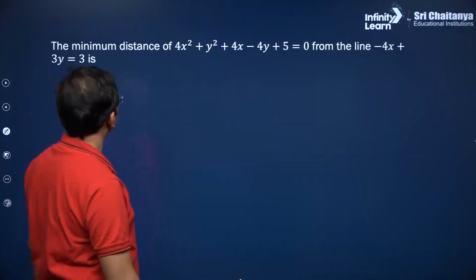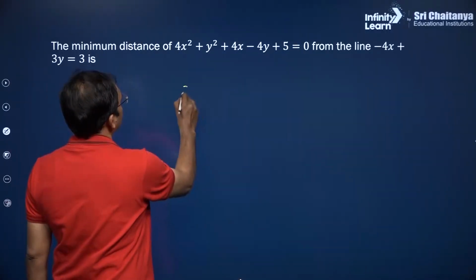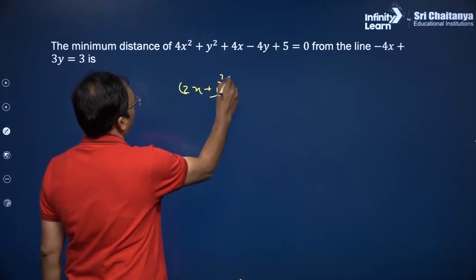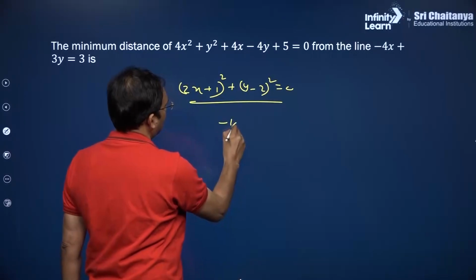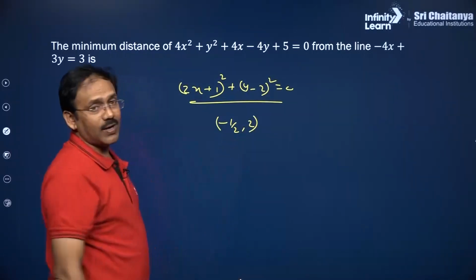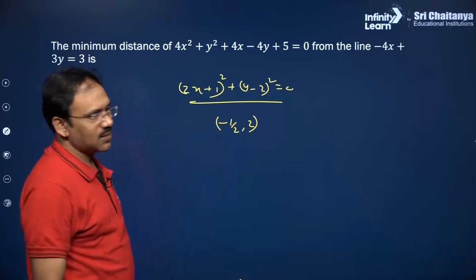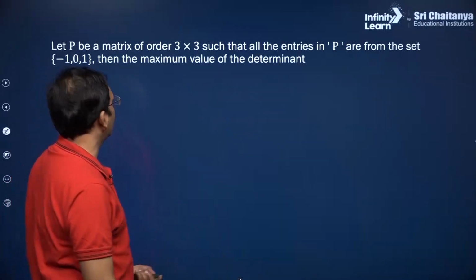5 is the answer. Next, this you can arrange like 2x plus 1 whole square plus y minus 2 whole square equal to 0. In fact, it is a point, minus 1 by 2 comma 2. Find the distance of this point to this line; you can easily find the perpendicular distance from a point to a line.